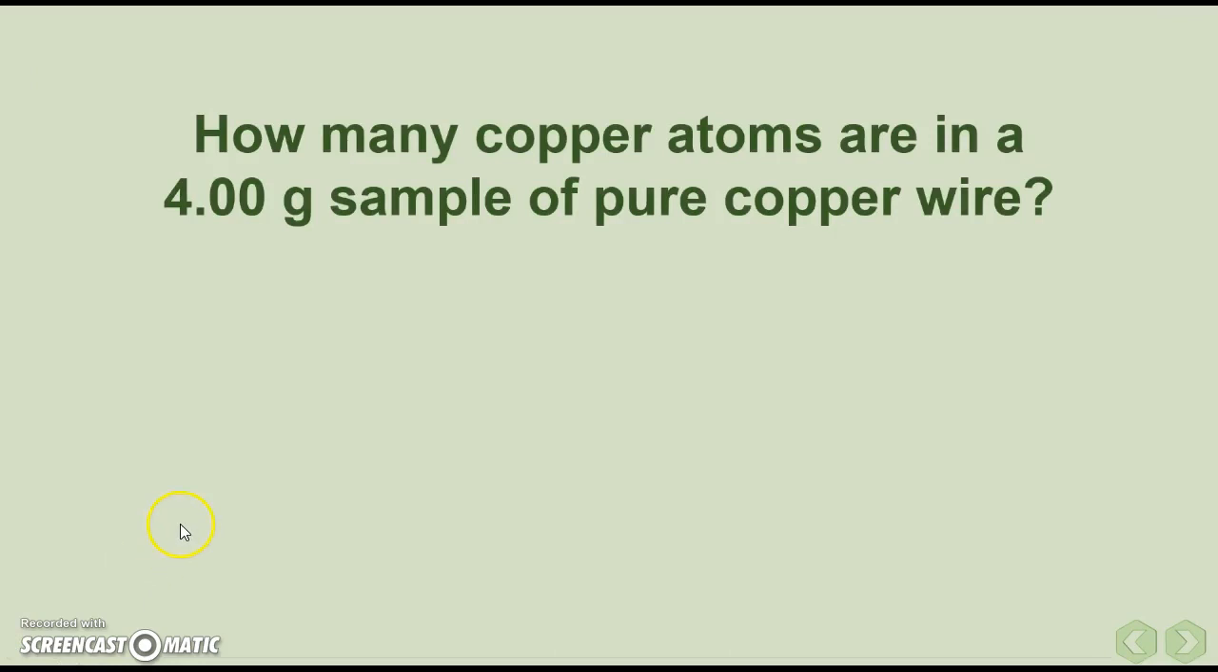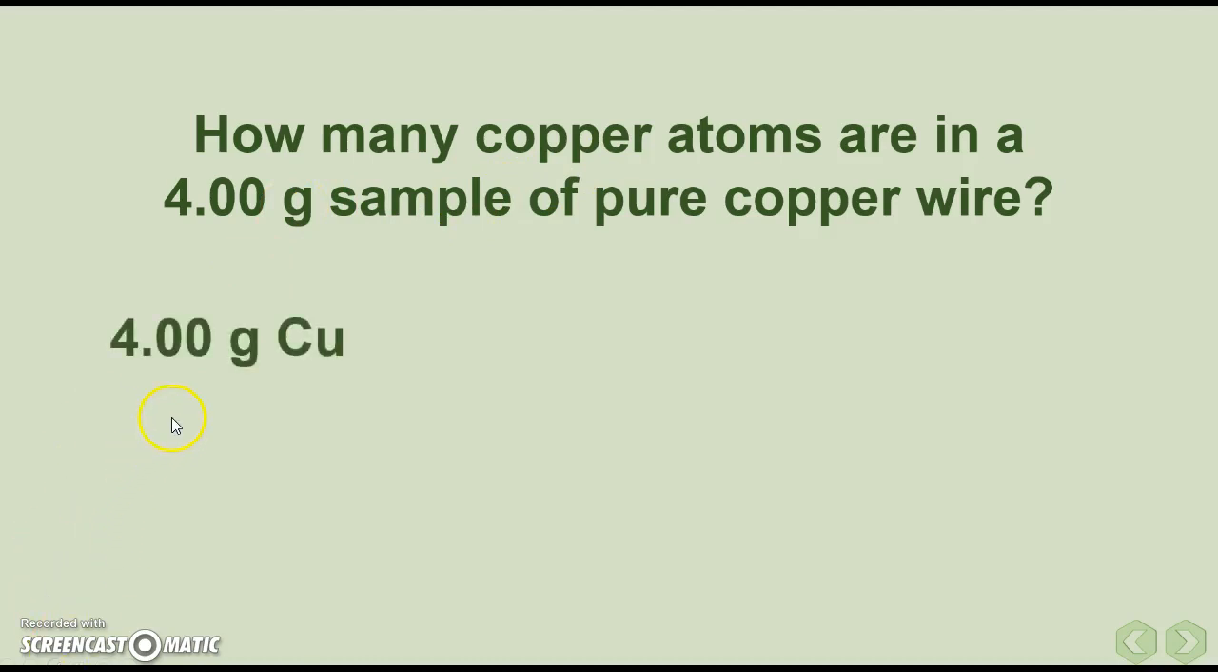Let's do another problem. Now this problem is a little bit different. They're asking you how many copper atoms are in a 4-gram sample of pure copper wire. So this is actually going to involve 2 steps because you'll notice we're going from atoms all the way to grams. Well, there's no direct connection between atoms or number of particles and grams. But they do have something in common, and that is I can go from atoms to moles, and I can go from grams to moles. And so here's how we're going to go about this.